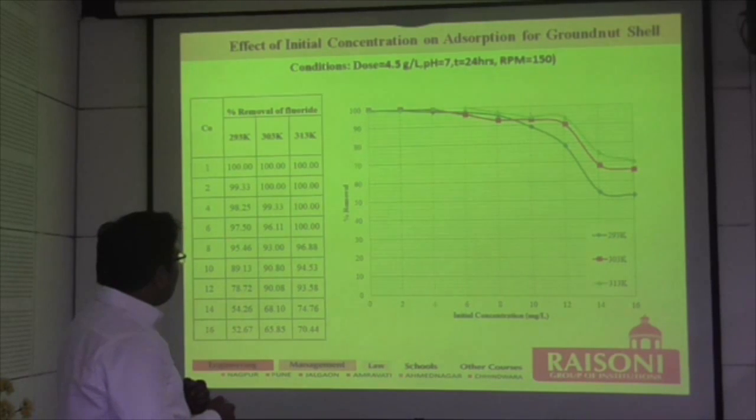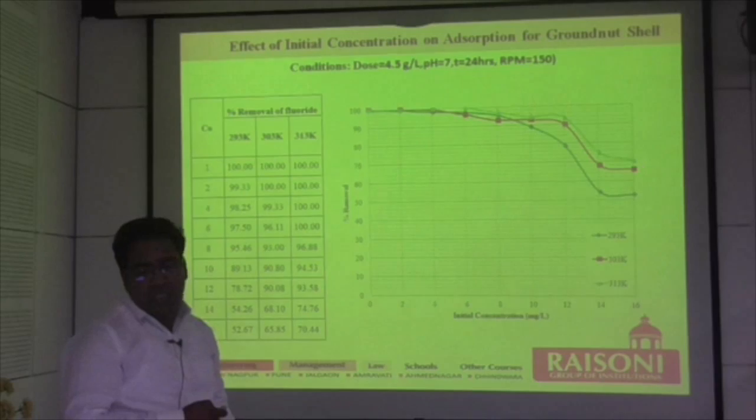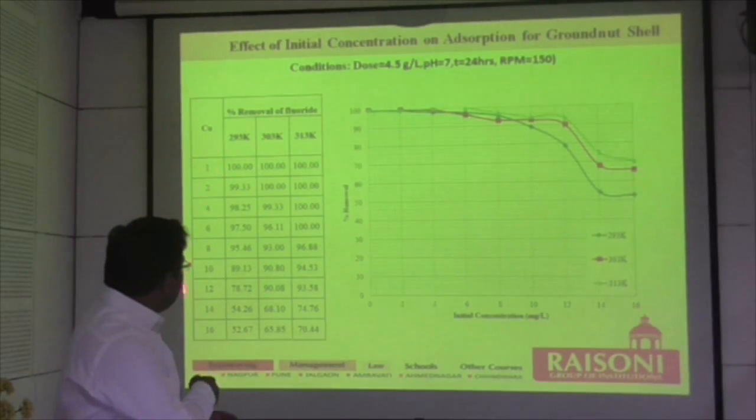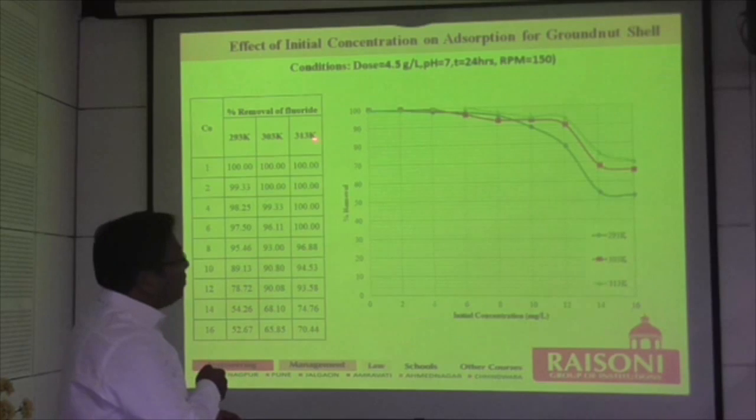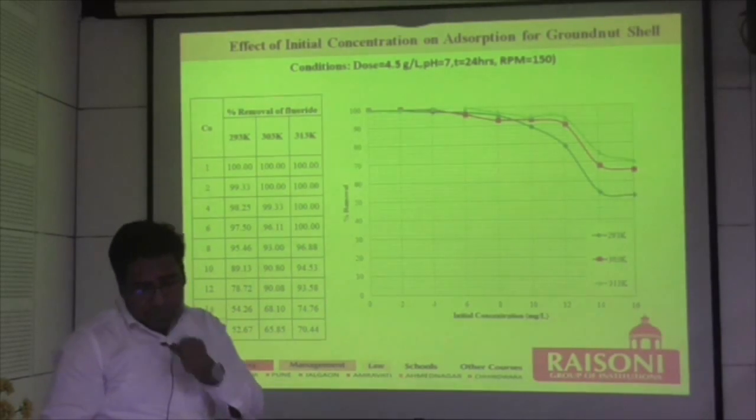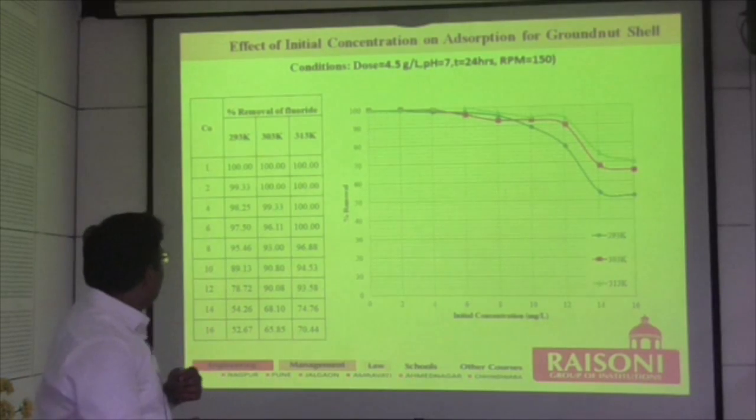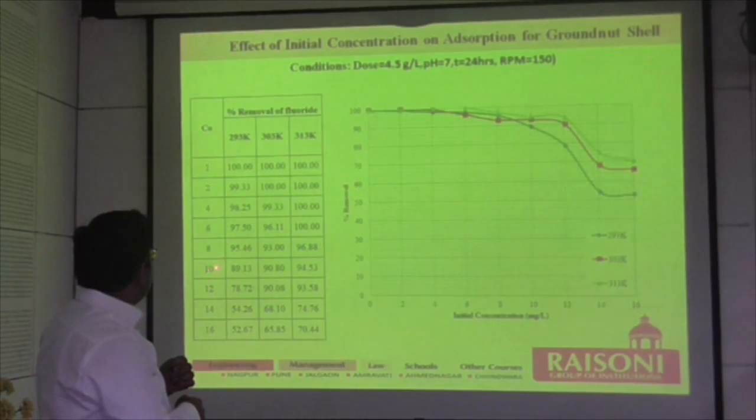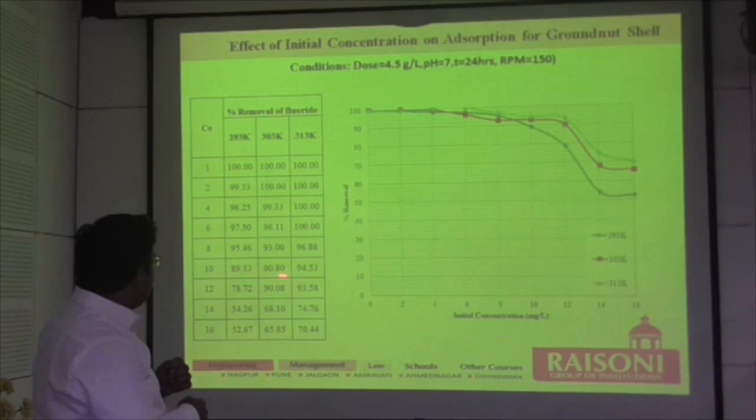So here the initial concentration is plotted. This is the initial concentration, and these are the temperature variations. I have done temperature variation for 20 degree, for 30 degree, and for 40 degree. For 20 degree I am getting these results. Again for 30 degree, I am getting this one. And for 40 degree I am getting between 12 to 40.